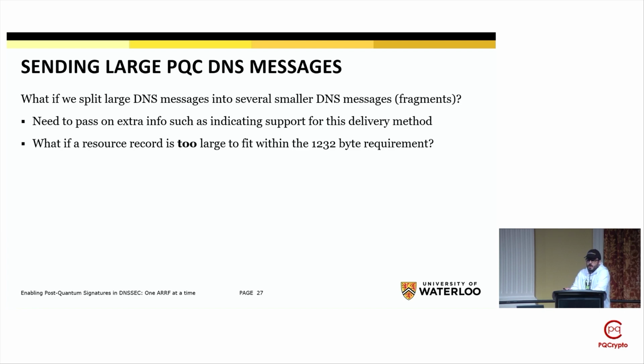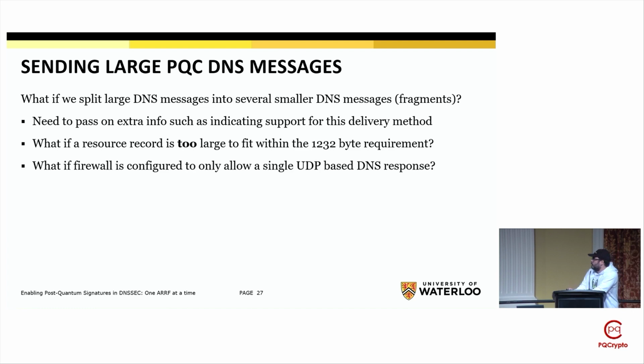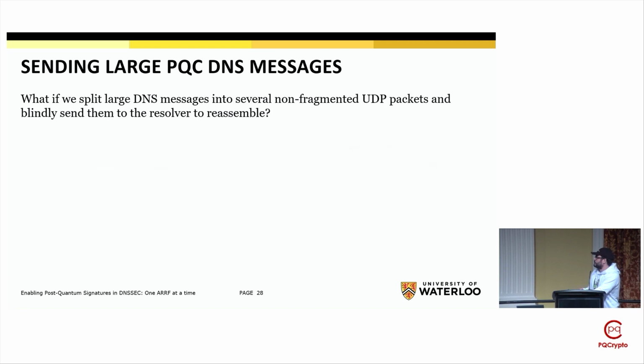And it also doesn't solve the problem of what if a resource record is way too large to fit inside of a 1232 byte requirement. We don't have a notion of chopping them up. And then finally, these pesky things known as middle boxes, which follow RFCs to the T. I'm joking, they don't usually. They may end up dropping these extra DNS messages that are sent because they could see, oh, a client has made a request to DNS and it is just expecting a single UDP-based DNS response. So this unfortunately won't work.